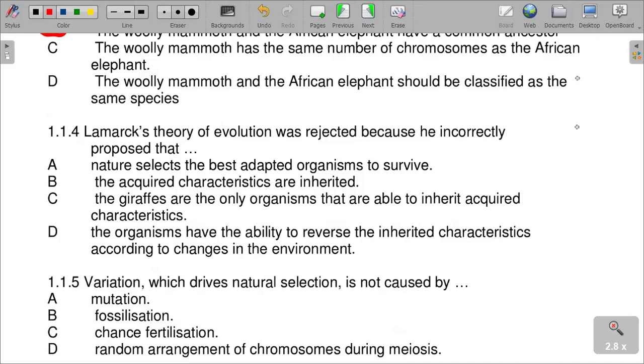Lamarck's theory of evolution was rejected because he incorrectly proposed what? I remember we said Lamarck versus Charles Darwin. These are the two main outspoken theorists in terms of evolution, Darwin and Lamarck, where Lamarck's theory was rejected and acceptance was given to Darwin's theory. So now we are saying the theory of Lamarck was rejected because he incorrectly proposed what, according to his principles.